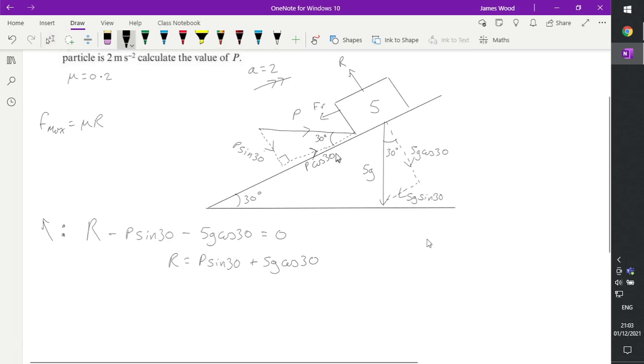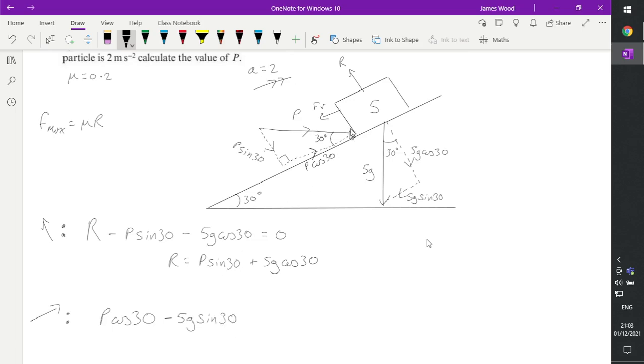So now I can resolve parallel to the plane, and I know what my friction is going to be as well. If it is accelerating upwards, then I think we can assume that friction is going to be at its maximum. So let's resolve up the plane now. So the force that is helping push it up is P cos 30. That's pushing it up the slope. The force stopping it doing that is 5g sine 30. So that's minus 5g sine 30.